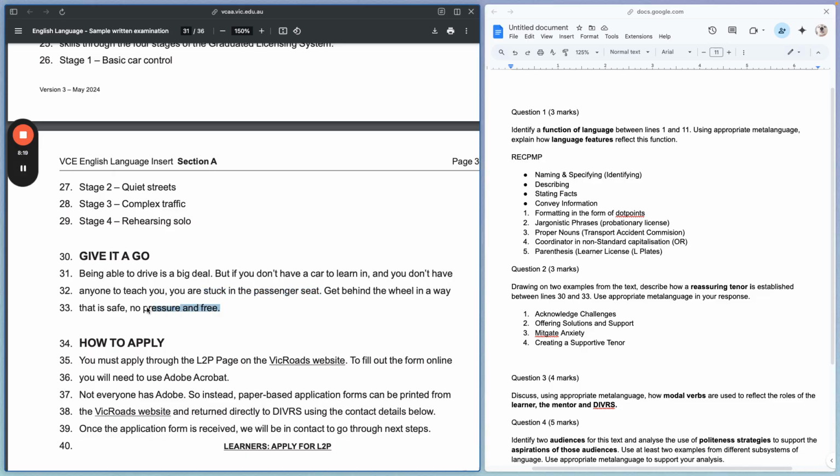I like the triplet of adjectives here: "safe, no pressure, and free." The triplet of positively connoted adjectives has a cumulative effect, and it creates a positive framing, and it sort of emphasizes the benefits of the program. The word "safe" addresses potential fears that they might have. "No pressure" sort of mitigates anxiety, and "free" highlights accessibility of the program, right? And it creates a reassuring and appealing image of the learning experience through those positive connotations that are there.